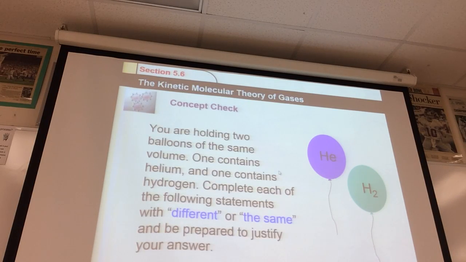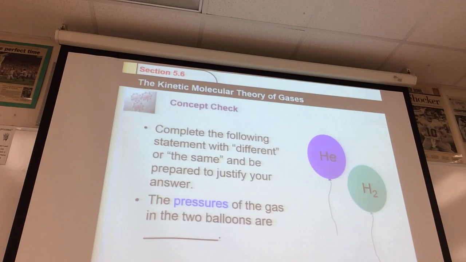You're holding two balloons of the same volume. One contains helium and one contains hydrogen. Complete each of the following statements with different or the same and be prepared to justify. The pressures of the gases in the two balloons are the same. The volumes are the same.